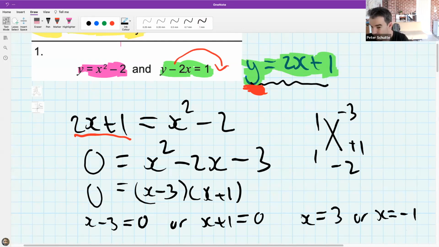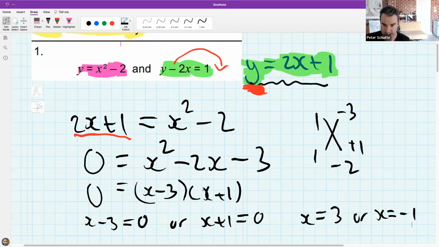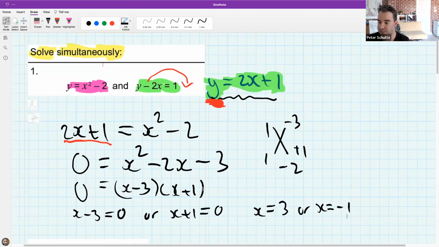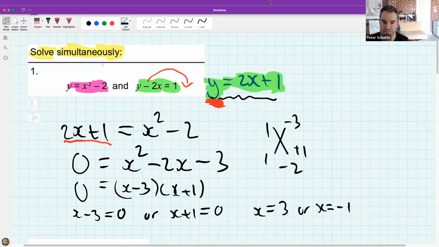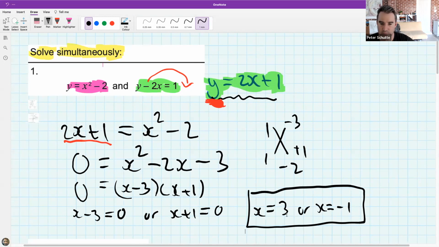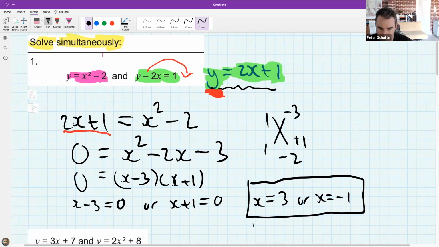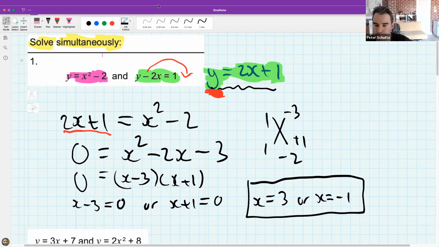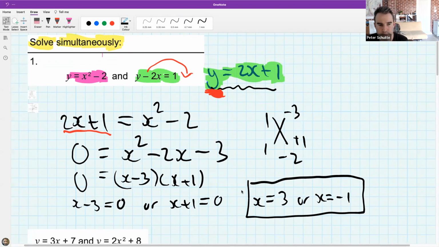Now that is not the solution completely yet. This is just the first part. We found the x's for our simultaneous solution, but we still need to get the matching y's. Can anybody suggest how we get the y's that go with this? Sipakazi, let's go to you.